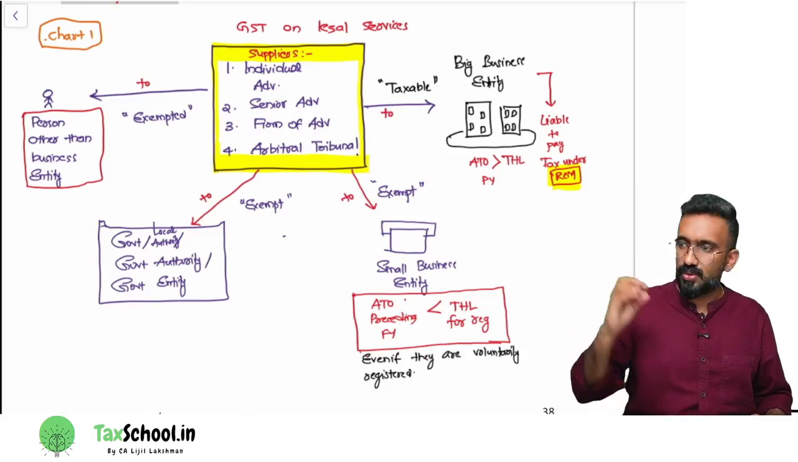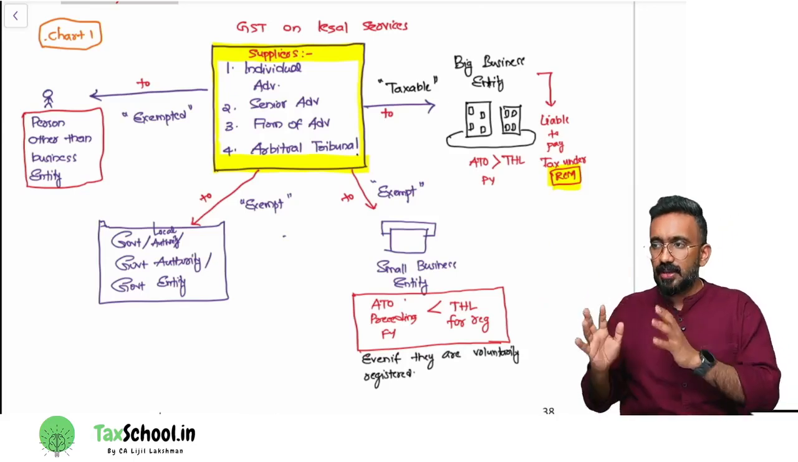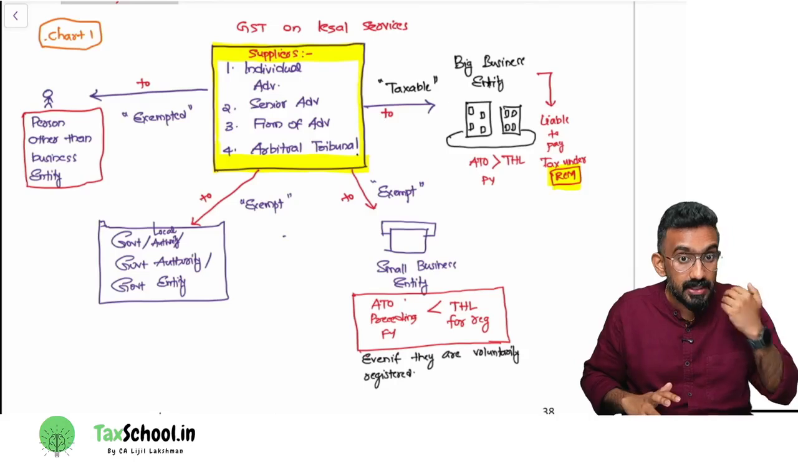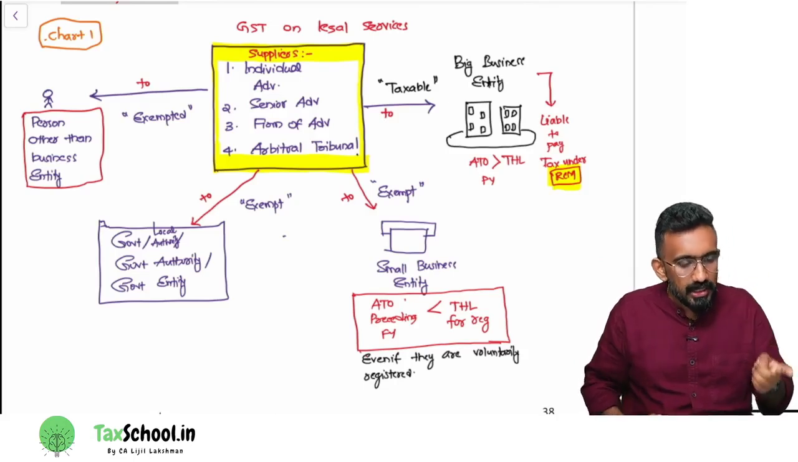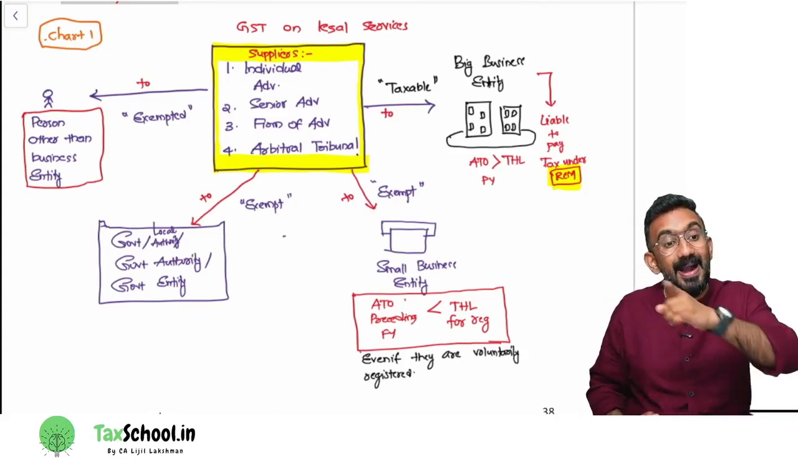Not possible. So what the government has decided to do is give an exemption to it. So we can say an advocate or arbitral tribunal providing services to a person other than a business entity, for example an individual. Can an individual also be a business entity? Yes, if they are running a business, they'll be called a sole proprietor.